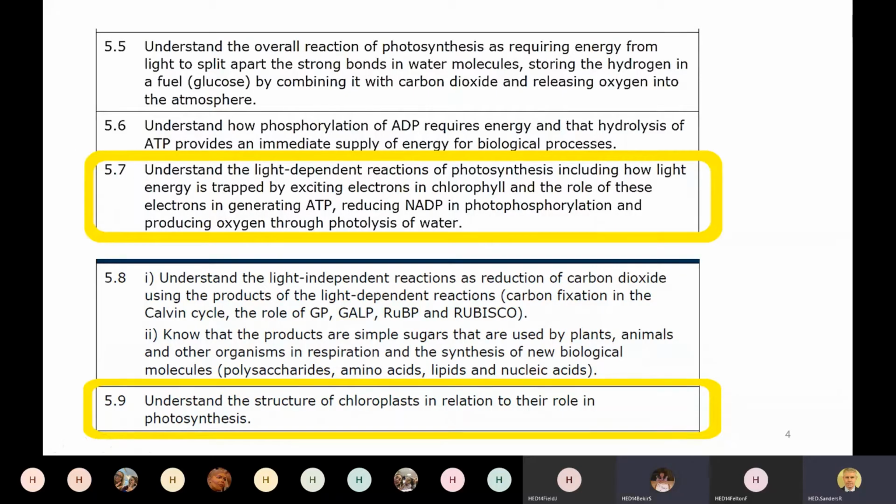Okay, so here are our learning objectives, and I've circled the ones we're going to focus on. We're actually going to start with the one at the bottom, which is looking at the structure of chloroplasts first of all, and then we're going to look at the light-dependent reactions of photosynthesis, including how light energy is trapped by exciting electrons in chlorophyll, and the role of these electrons in generating ATP, reducing NADP in photophosphorylation, and producing oxygen through photolysis of water.